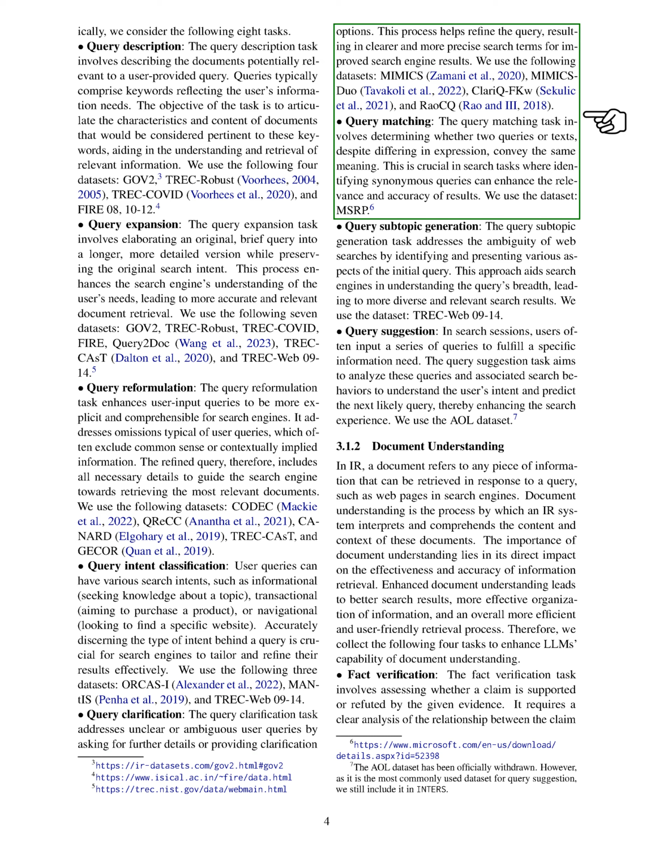The sixth task is query matching, which involves determining whether 2 queries or texts mean the same thing, even if they're expressed differently. We've used the MSRP dataset for this task. The seventh task is query subtopic generation, which involves identifying and presenting various aspects of the initial query. We've used the TREC Web 09-14 dataset for this task. The eighth task is query suggestion, which involves analyzing a series of queries and associated search behaviors to understand the user's intent and predict the next likely query. We've used the AOL dataset for this task, even though it has been officially withdrawn, because it's the most commonly used dataset for query suggestion.